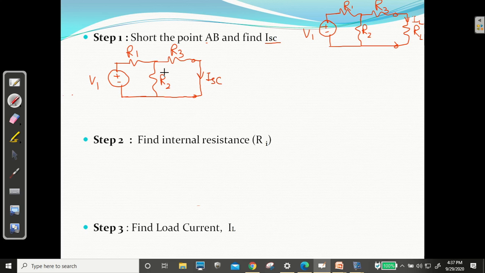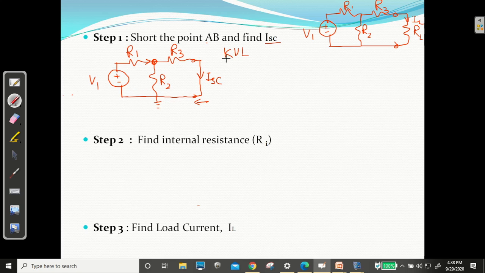Now you can find ISC by any way. We can find it by series parallel combination. You can start from here: R3 and R2 in parallel, and whatever you will get, this and this R1 in series, V upon total resistance, you will get I, and then we will go for the current division theorem to find the ISC. दूसरा तरीका हो सकता है, you can go for KCL at this node. This is connected to ground. You can find ISC. Third method हो सकती है, you can go for KVL.